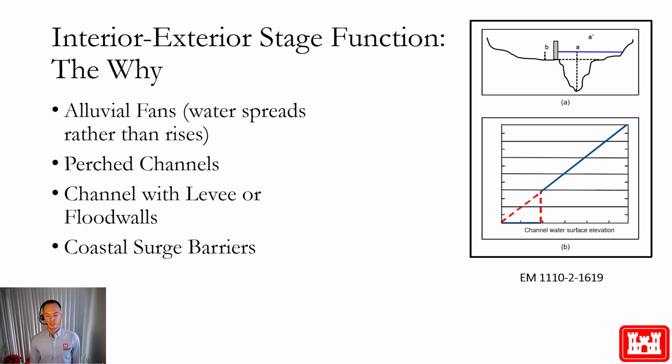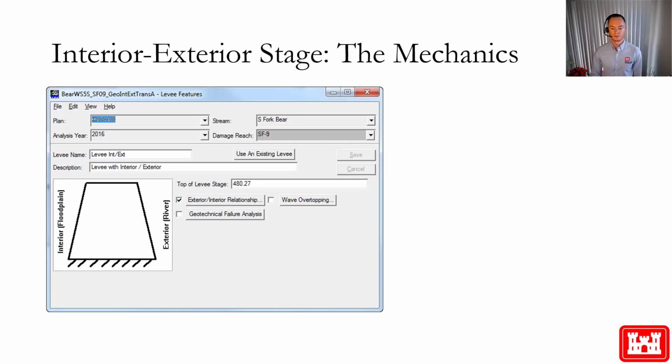And the interior-exterior relationship also helps us to define cases where perhaps the depth at point B is actually not 0 when the water surface elevation at point A has not yet overtopped the levee. In any event, so as not to overestimate damages and to capture all the benefits from levees, flood walls, storm surge barriers, among others, the interior-exterior stage function really should be defined.